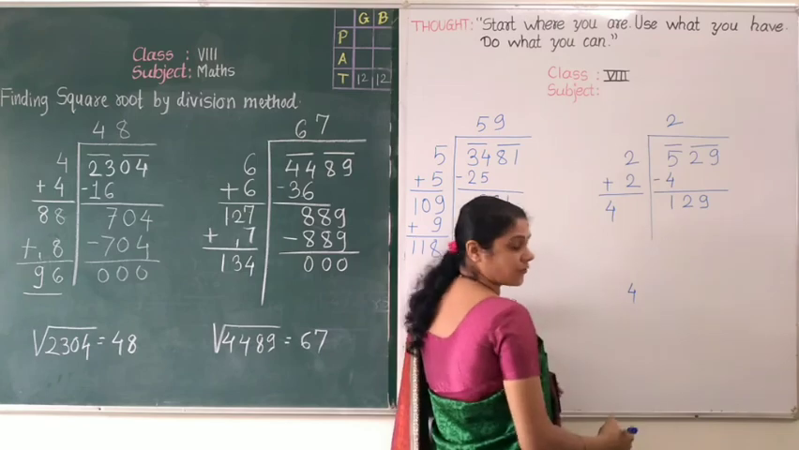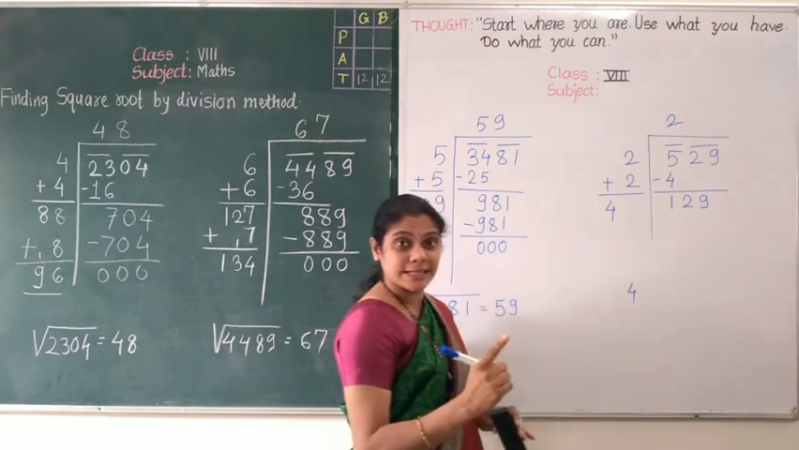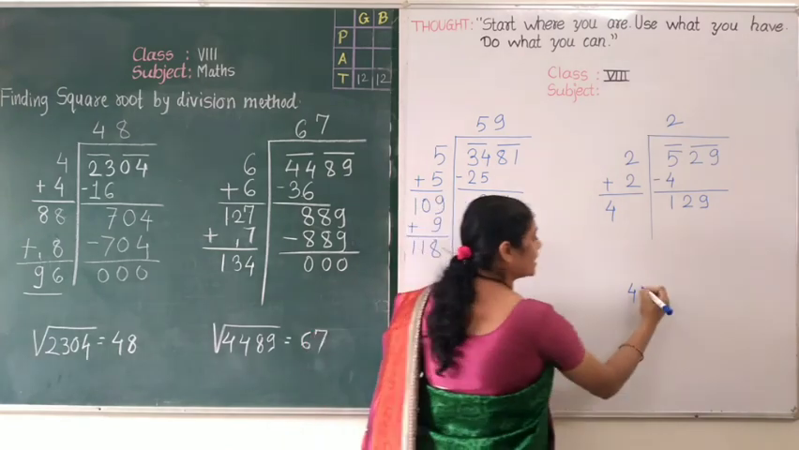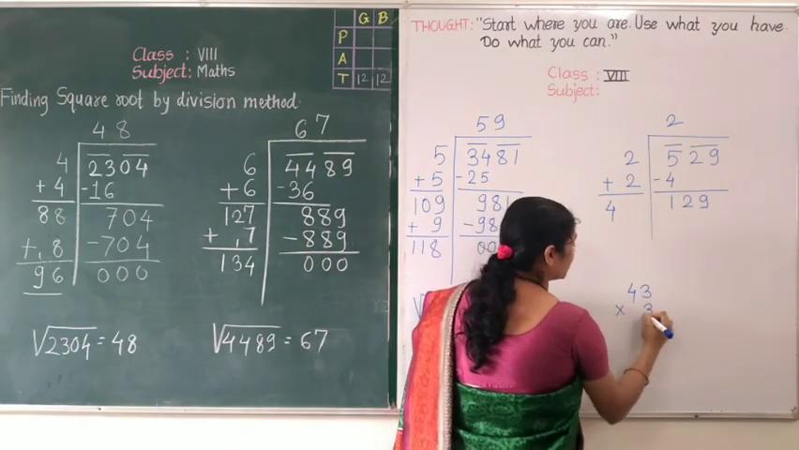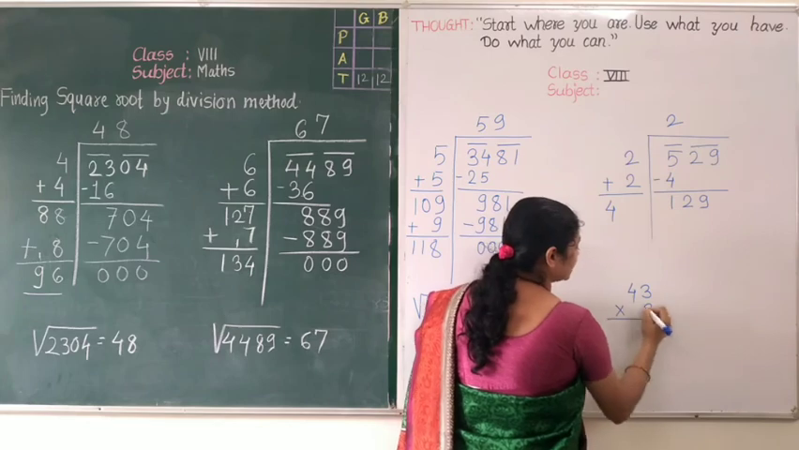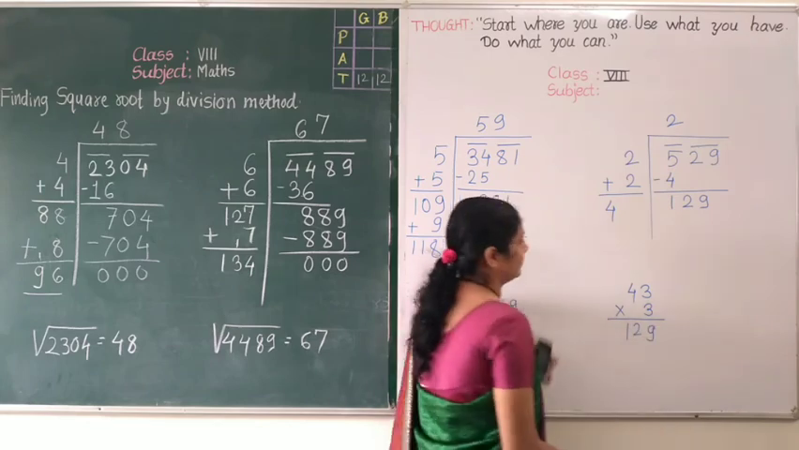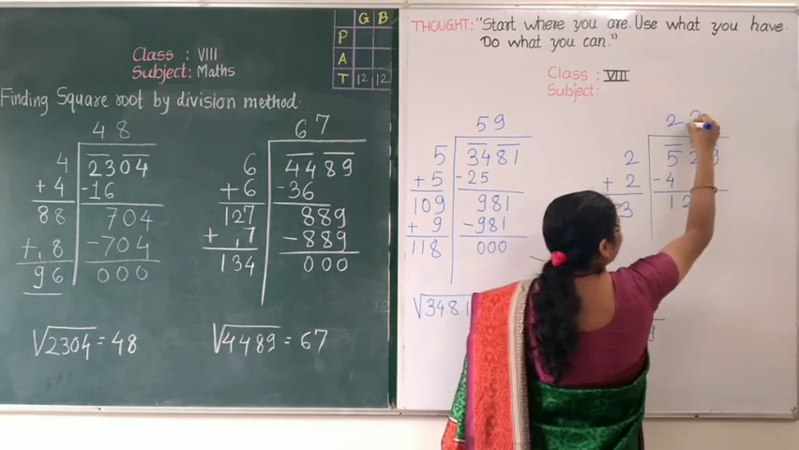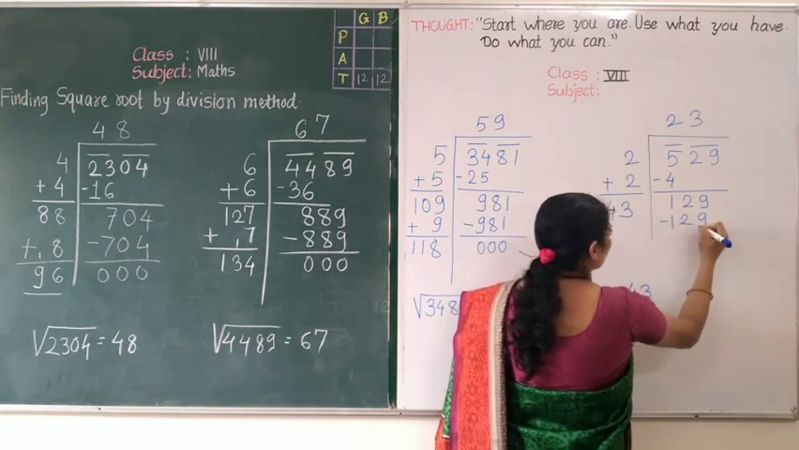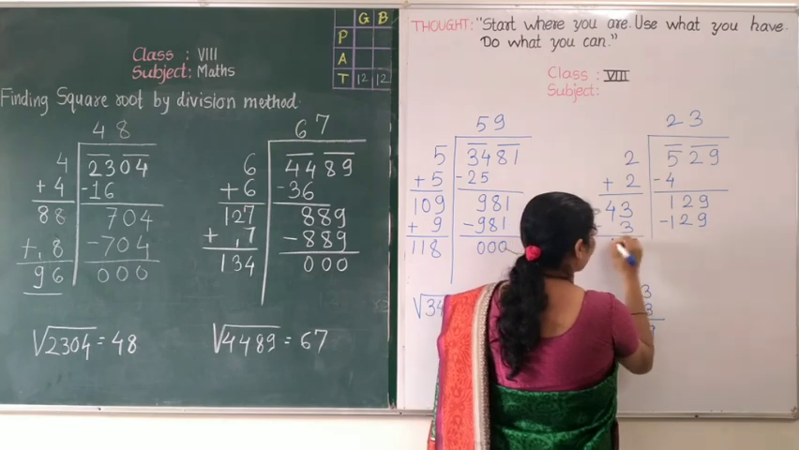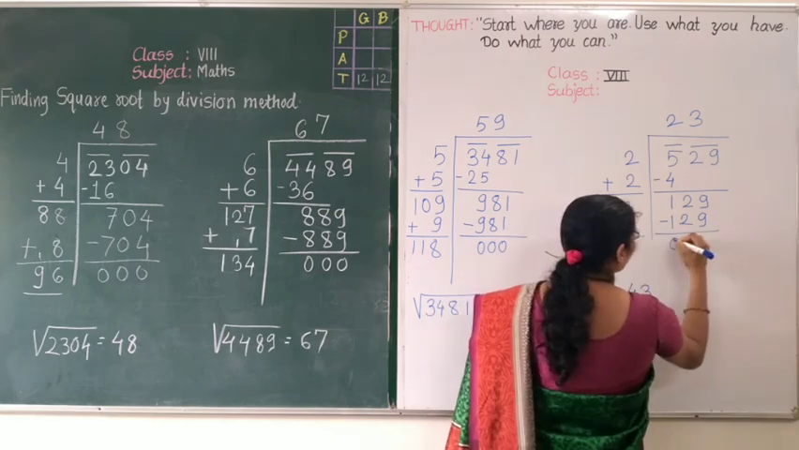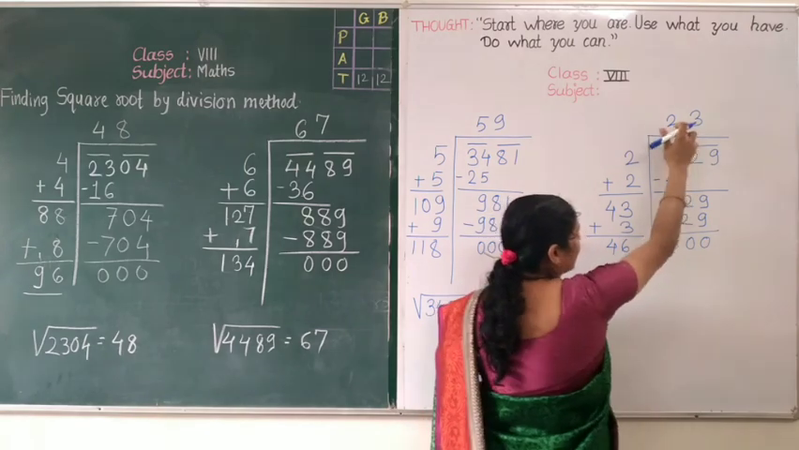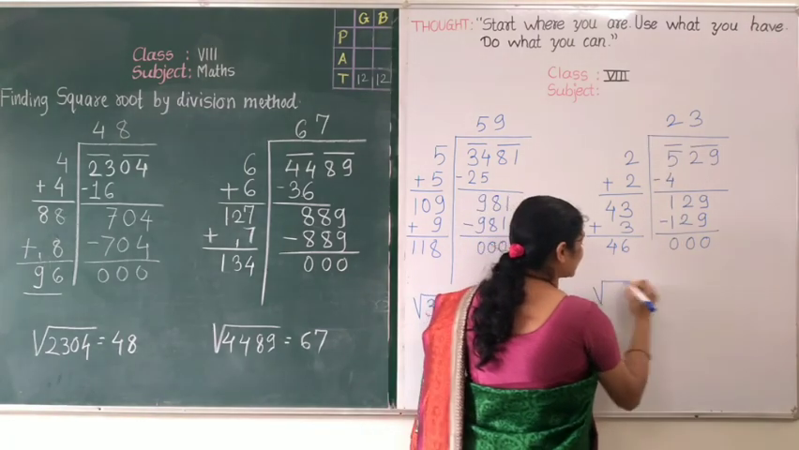Already our addition is 4. And which numbers have we selected? Yes, 3 and 7. So we will write here 3 into 3. So 3 3s are 9, 3 4s are 12. Yes, it is correct. So we will directly write here 3 and minus 129 plus 3, that is 46, and here will come 0 0 0. And we can see this, 23 2s are 46. That means our answer is correct.